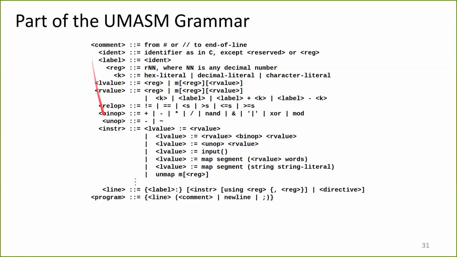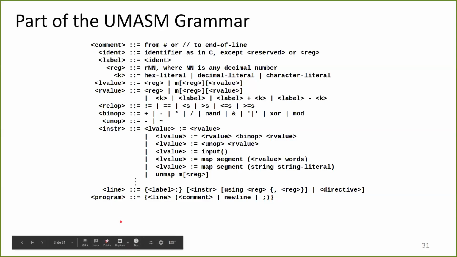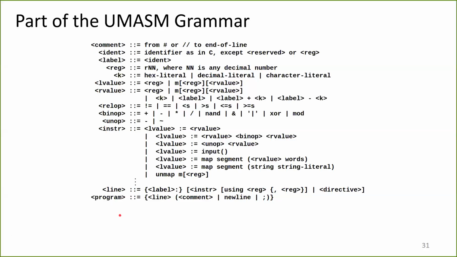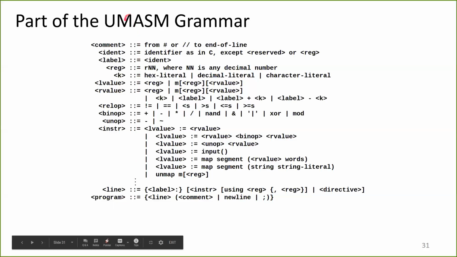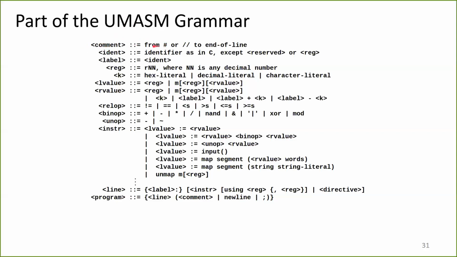Finally, some of these rules aren't really grammar rules at all, but are more sort of descriptions of how to build something. For example, to construct a comment, you don't type FROM, a hashtag. This is actually a description of how to build a comment. If you write a hashtag or 2 slashes, anything from that symbol to the end of the line in a UMASM program is a comment.